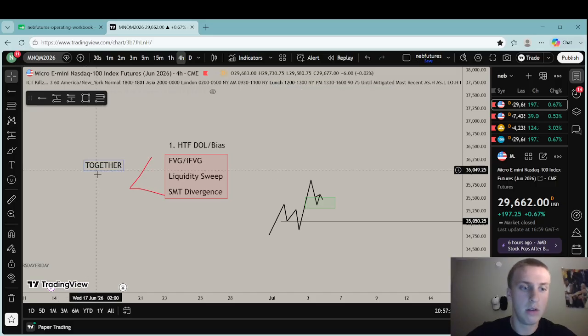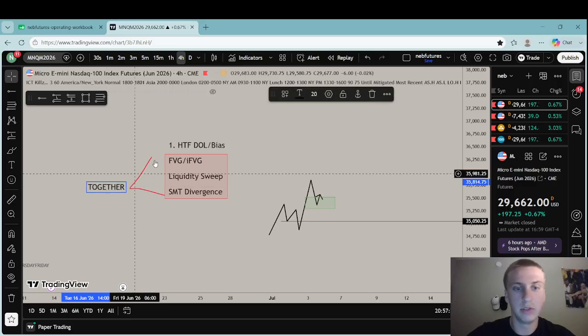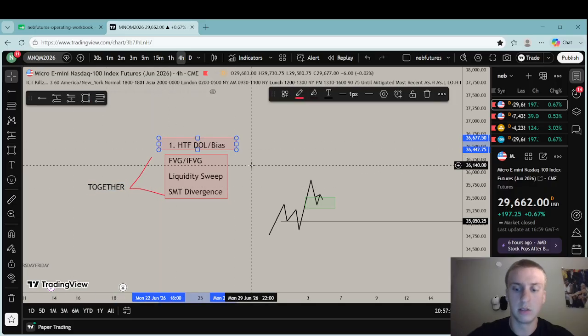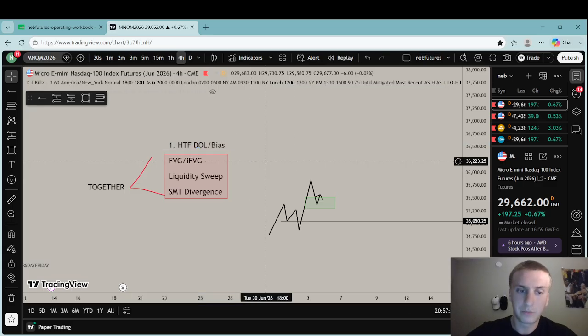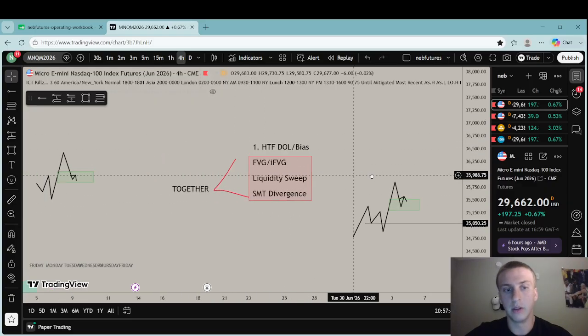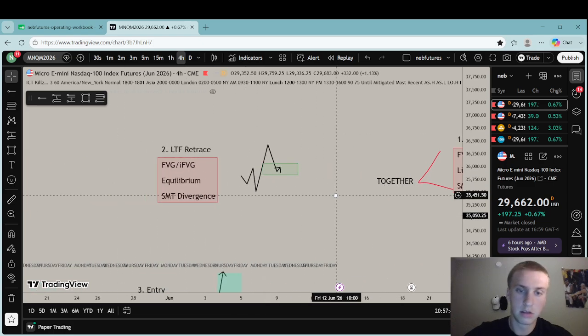Together. All of these are used together to determine our higher time frame drawn liquidity and bias. Okay, now once we have our higher time frame drawn liquidity and bias, here we're clearly in an uptrend, we think we're going long.